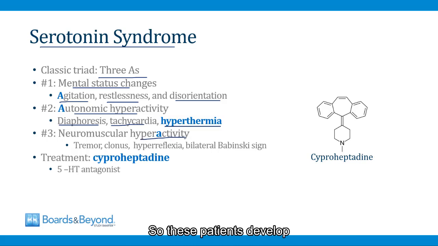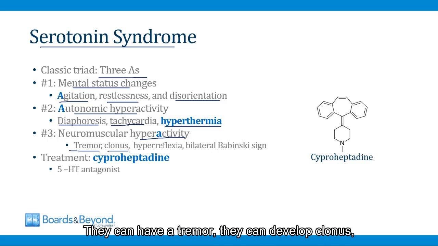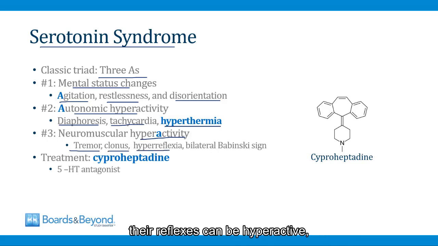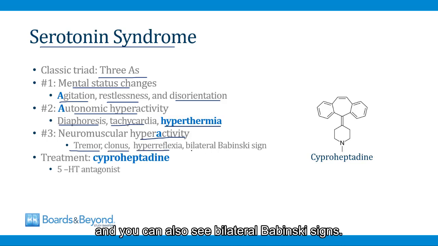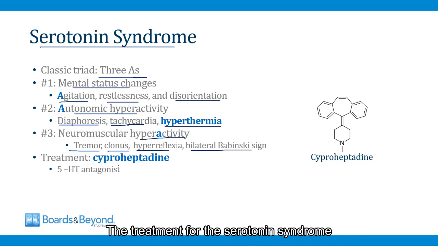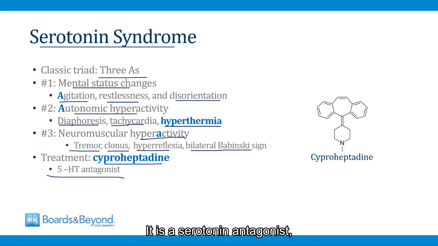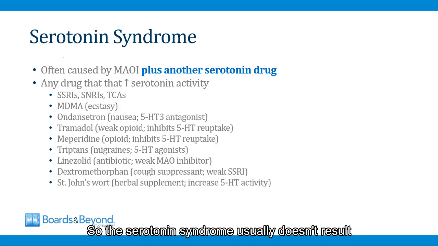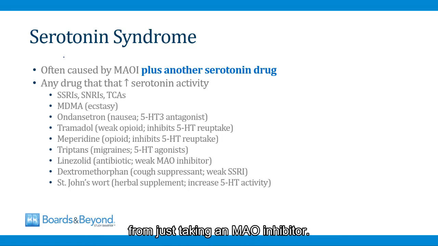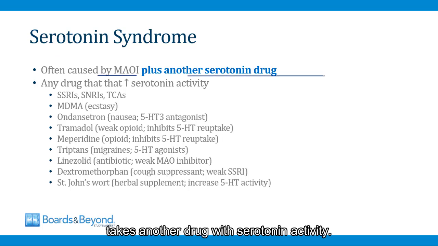So these patients develop a number of neuromuscular problems. They can have a tremor, they can develop clonus, their reflexes can be hyperactive, and you can also see bilateral Babinski signs. The treatment for the serotonin syndrome is a drug called cyproheptadine. It is a serotonin antagonist and can blunt many of these effects. So the serotonin syndrome usually doesn't result from just taking an MAO inhibitor. It usually happens when a patient who is already on an MAO inhibitor takes another drug with serotonin activity.